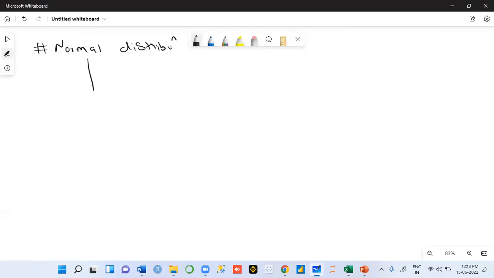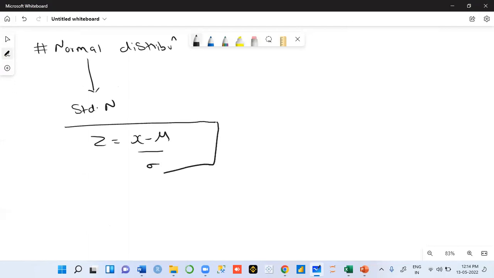Right, converting from normal to standard normal, we use z is equal to x minus mu upon sigma. Write this one solution: z equal to x minus mu upon sigma. This formula is normalization. If you remember, we had done this one.